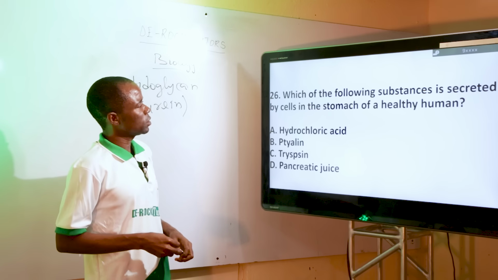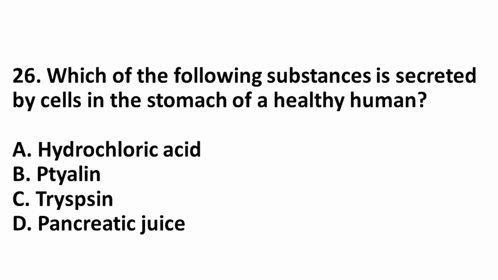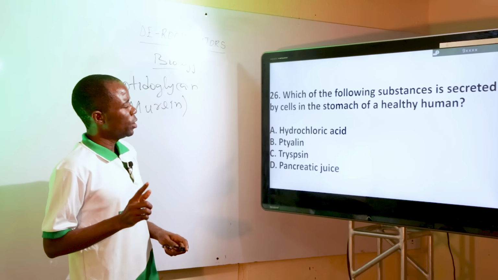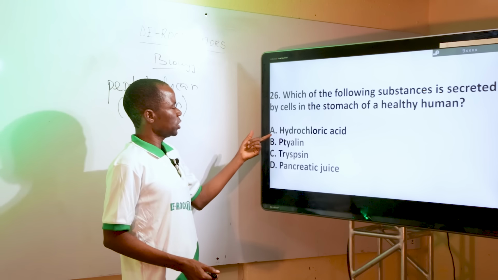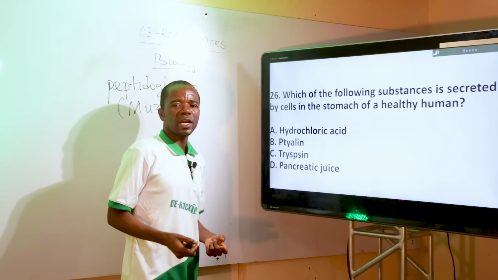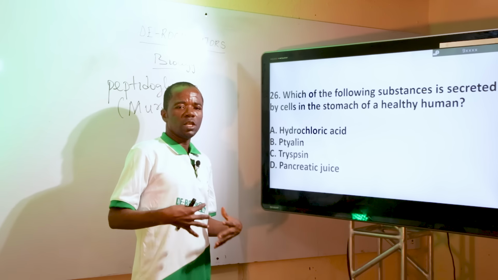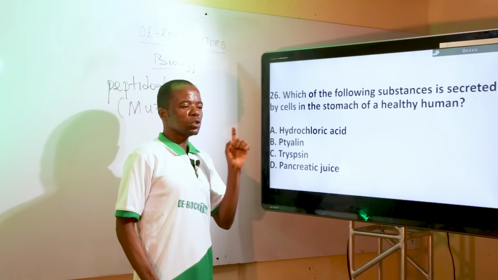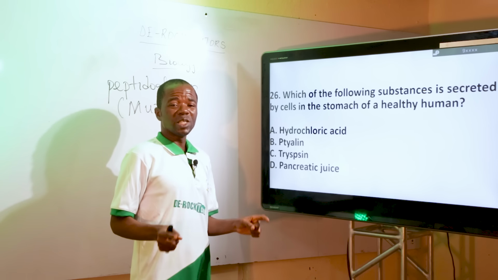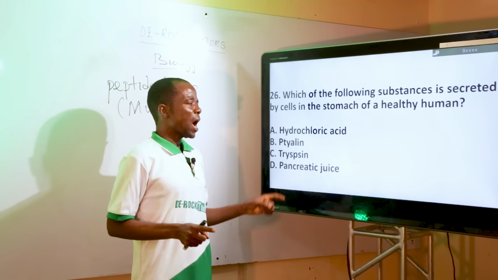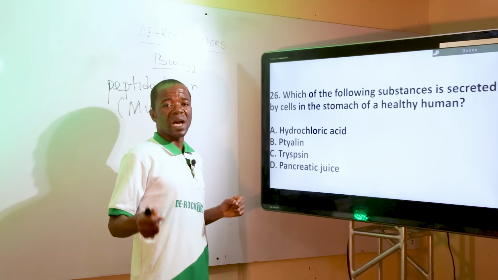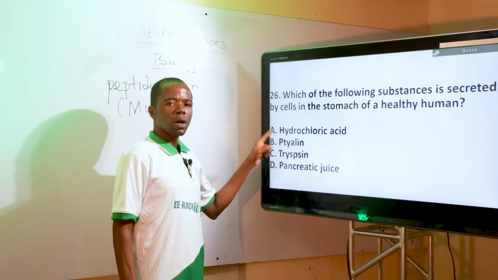Let's go to number 26. Which of the following substances is secreted by cells in the stomach of a healthy human? The correct answer for this is hydrochloric acid. We know that the pH of the stomach is between 1 to 3, which is extremely acidic. And what is responsible for that extreme acidity is hydrochloric acid.